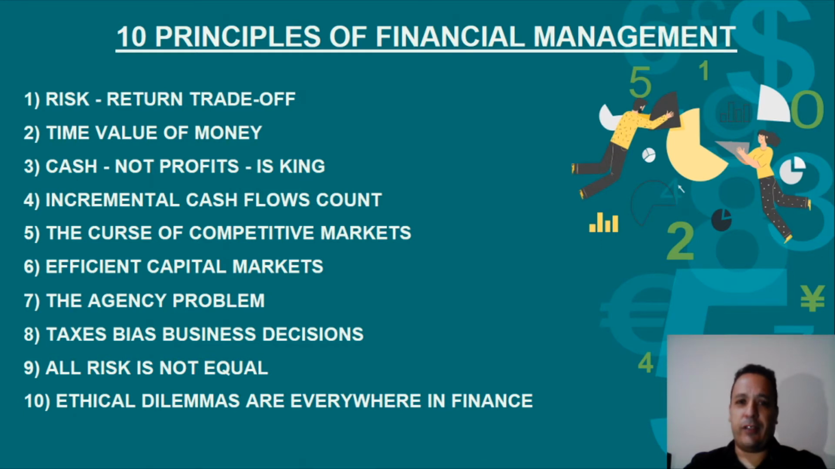Number 7, agent's problem. Number 8, taxes based business decision. Number 9, all risk is not equal. Number 10, ethical dilemmas are everywhere in finance. These are the principles that guide financial management and its decisions.